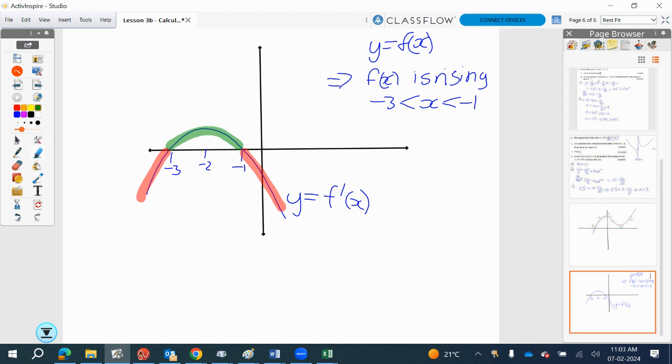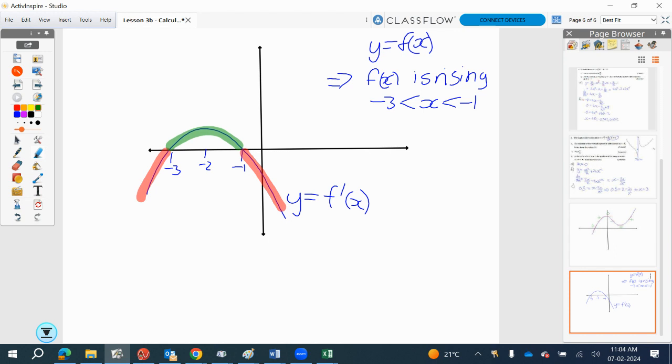No, 3. Picture in your mind a maximum. Does the function go up and then down, or does it go down and then up? Up and then down. Which one of those is the maximum?